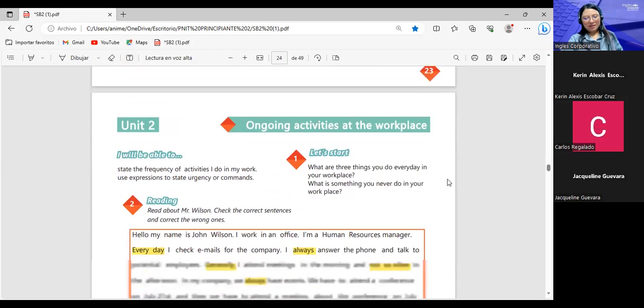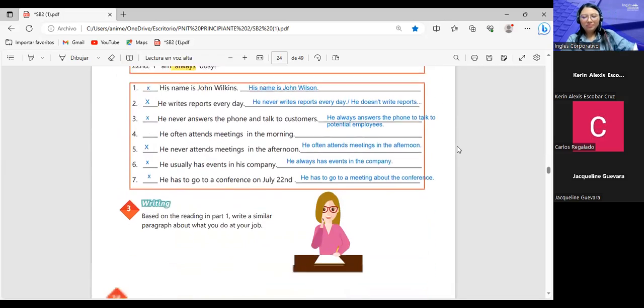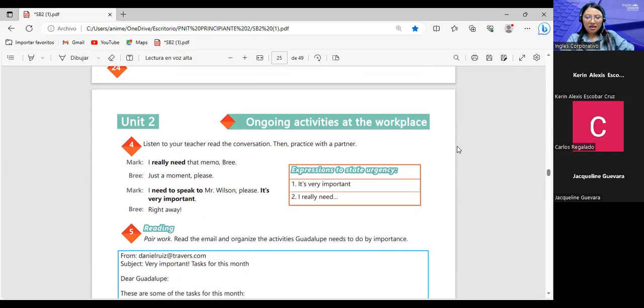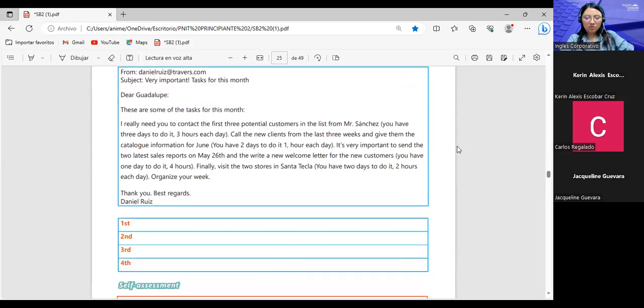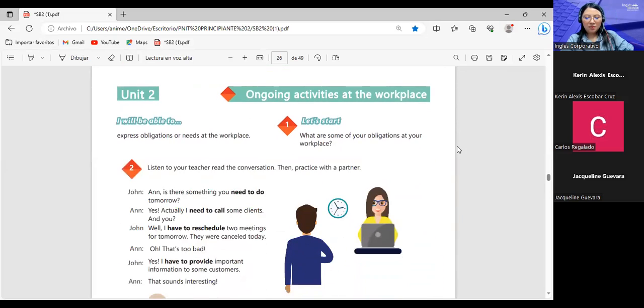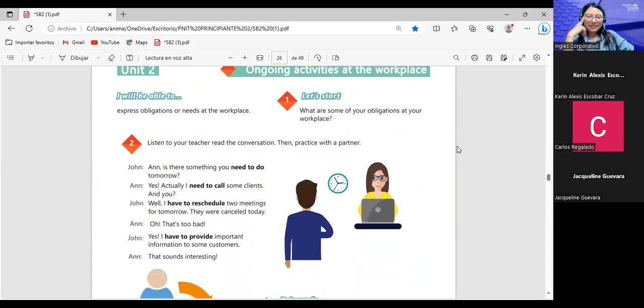Vale, entonces vamos a ver otra parte de la sección 2, en donde esta toca, no, estos tocan después. Here we go. Look at this conversation. In this case, as the objective says, ¿qué dice el objetivo? I will be able to express obligations or needs at the workplace.